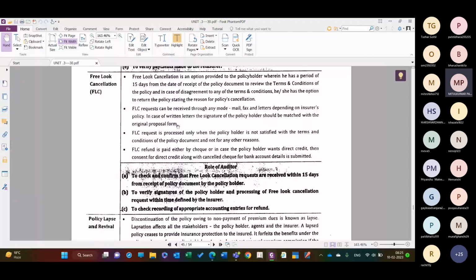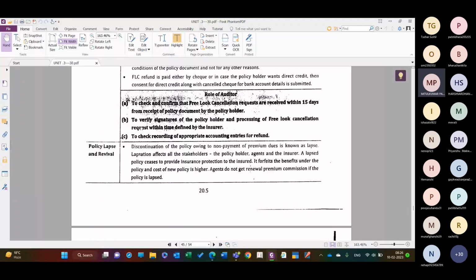It should be written. So if you are an auditor of a company, it should be inbuilt into the insurance policy document that there is a free look cancellation period. And if anyone has subscribed to it, it should be duly complied with. The role of the auditor is to check and confirm that the free look cancellation requests are received within 15 days from the receipt of the policy document by the policyholder, to verify the signature of the policyholder and process the free look cancellation request within the time defined by the insurer, to check the recording of the appropriate accounting entries for the refund. So refund हो जाना चाहिए.